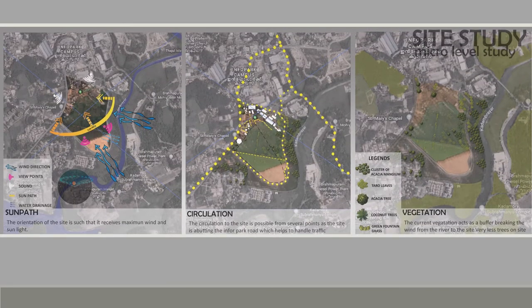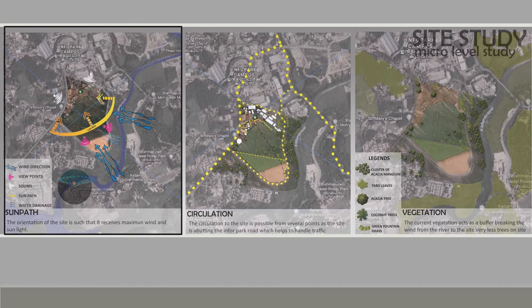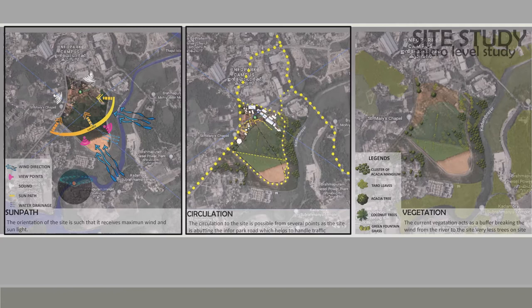Micro level study. Sunpath. The orientation of the site is on the north-south axis, which receives maximum sunlight and wind. Circulation. The circulation is possible from several points as the site is abutting the road on all three sides, which helps to handle traffic. Vegetation. There is currently very little vegetation within the site, with clusters of acacia and taro leaves.